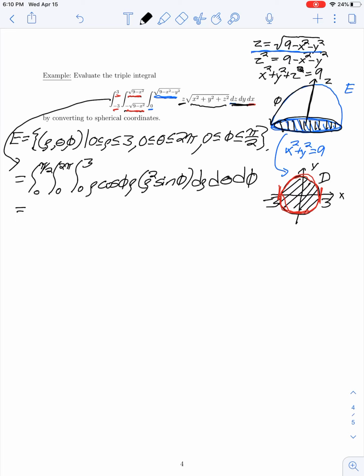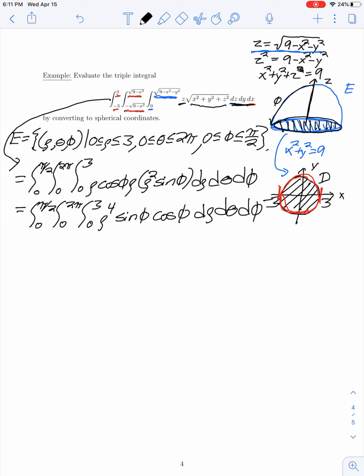So grouping some like terms, let's see what we have. We've got the integral from 0 to pi over 2, 0 to 2 pi, and 0 to 3. So grouping our rho terms together, we have altogether rho to the 4th. There are no theta terms in here. And then grouping our phi terms, we had a sine of phi times cosine of phi. Here, d rho, d theta, d phi.